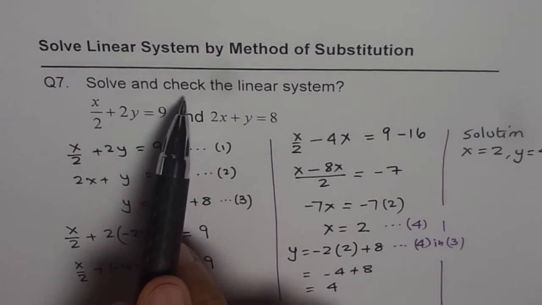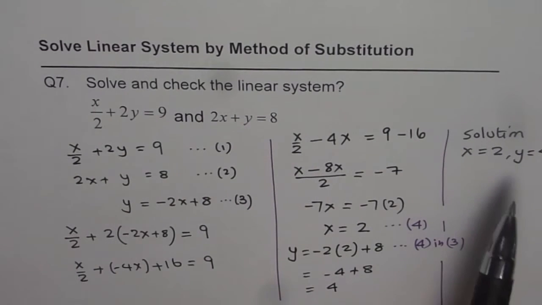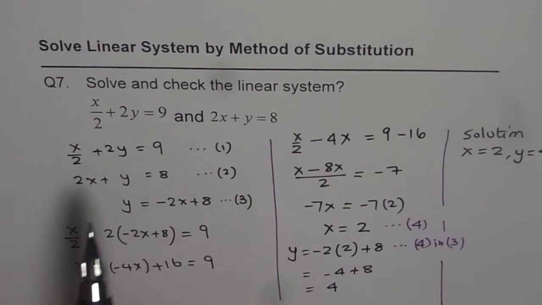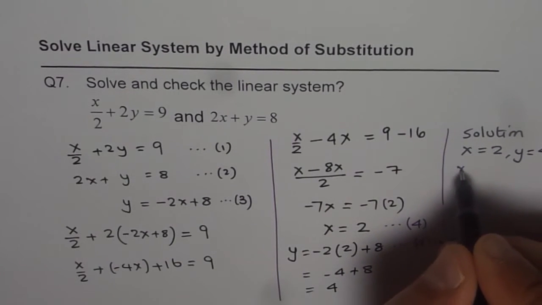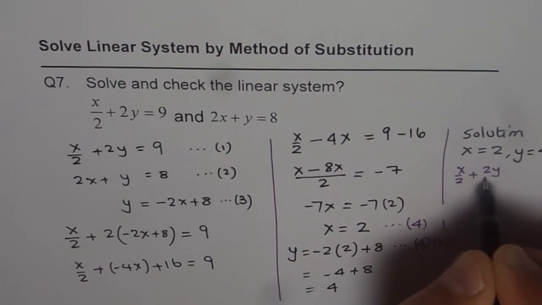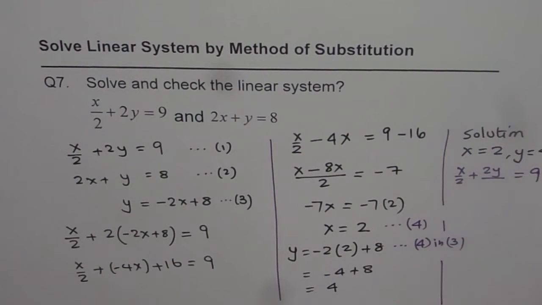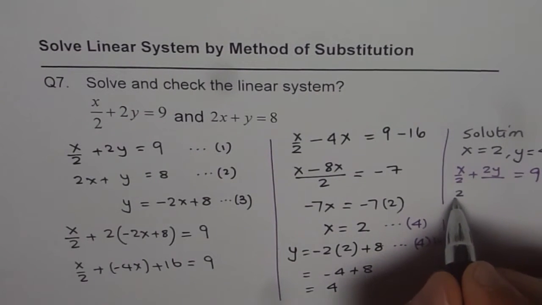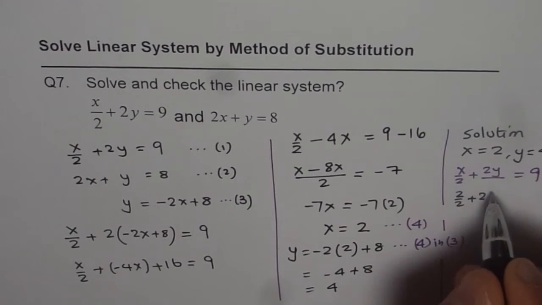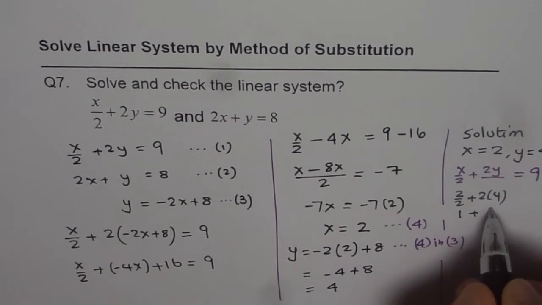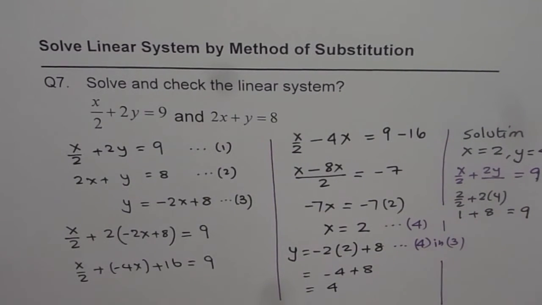Now the second part of this question is to check the solution. That means we'll substitute x equals 2 and y equals 4 in both our equations and check whether they are true or not. So let's do it one by one. In equation 1, which is x over 2 plus 2y equals 9, if I substitute 2 for x, what do we get? We get 2 over 2 plus 2 times y, which is 4. 2 over 2 is 1, plus 2 times 4 is 8, and that is indeed 9, which is the right side.